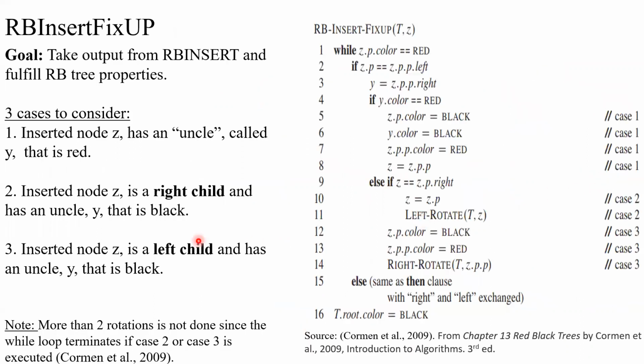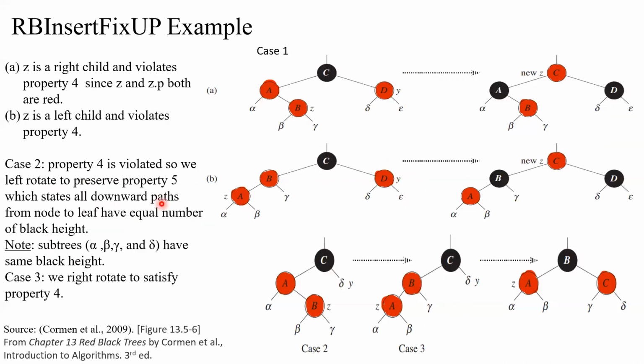So in case 2, we recall that the uncle of the inserted node is black, but the inserted node is a right child. You can't really see the uncle in this picture. This picture is from the book, but we do see property 4 being violated. And in case 3, we see property 4 violated again, as are the subtrees. We're looking at alpha, beta, gamma, and delta. They all have to have the same black height, which is the number of black nodes.